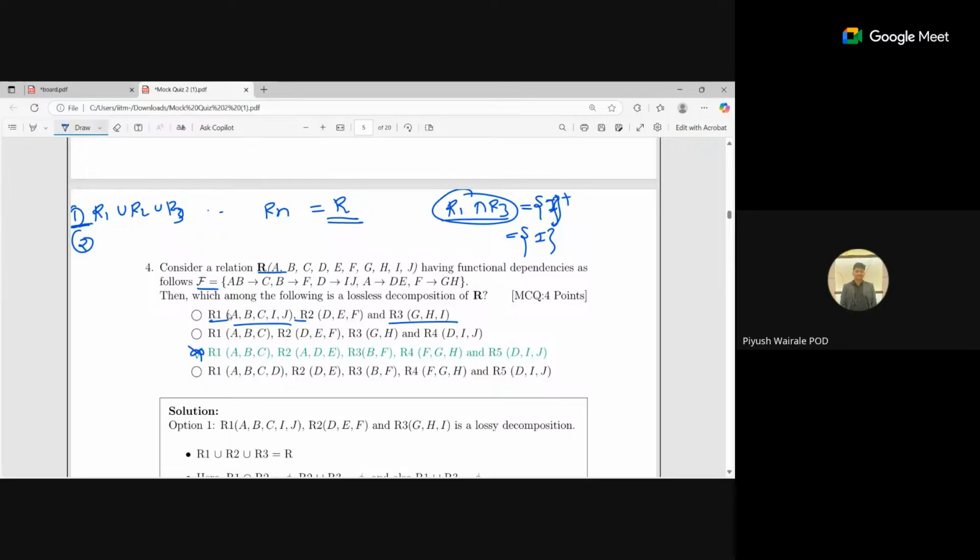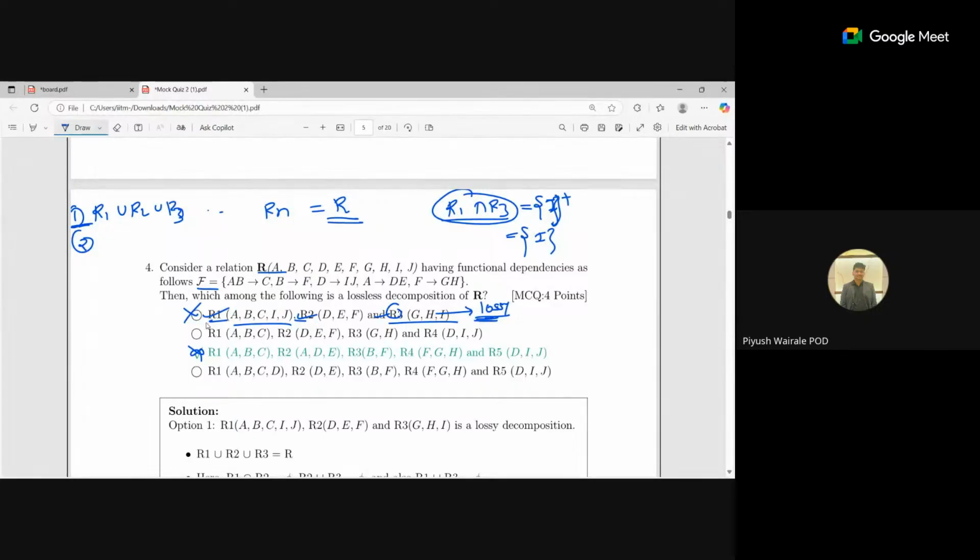Can we check R1, R2? There is no common attribute. R3, R2, there is no common attribute. It means this is a lossy decomposition. If I join these three relations back, I will get some extra rows in the table that is not equal to the original table. That is lossy decomposition here, right?